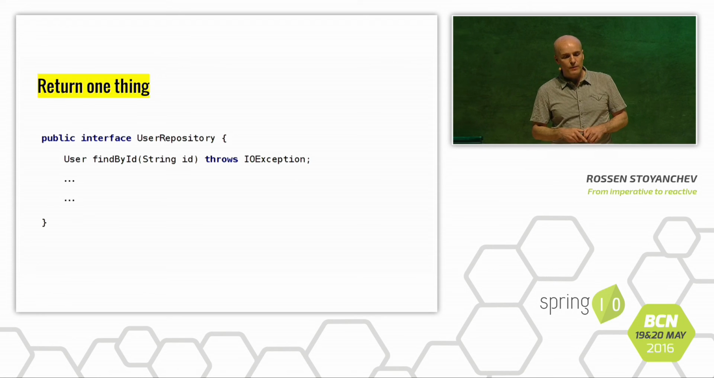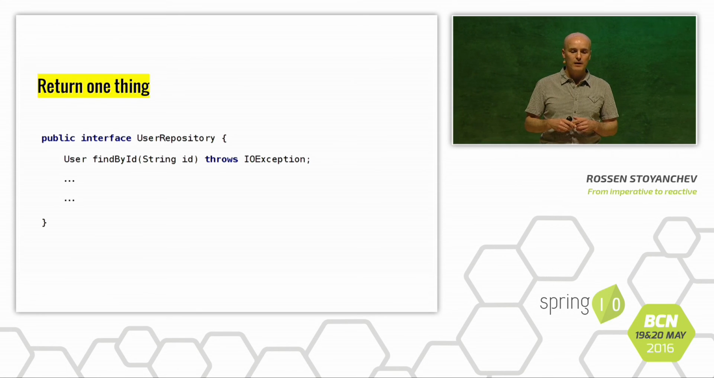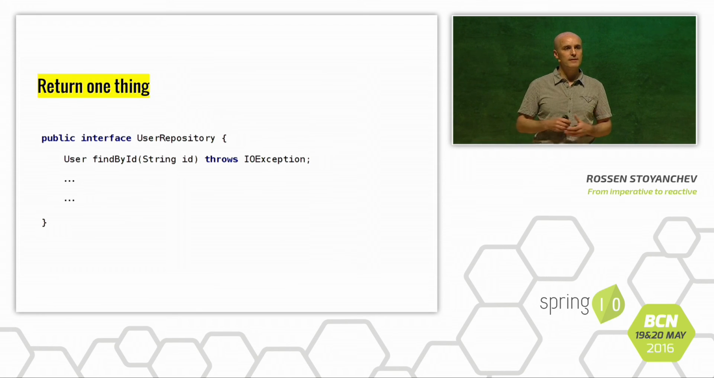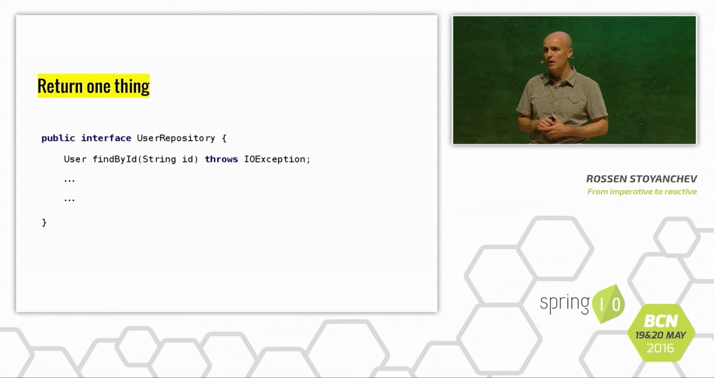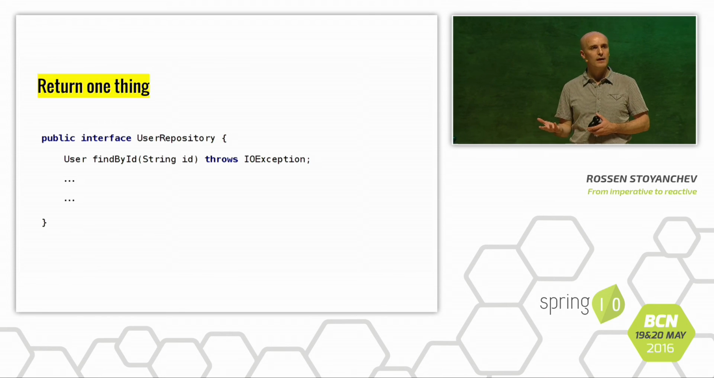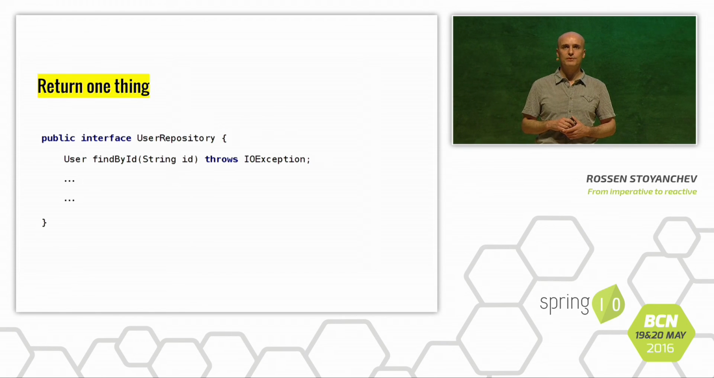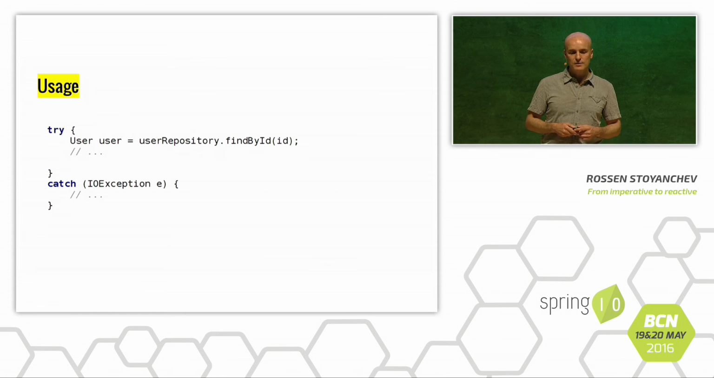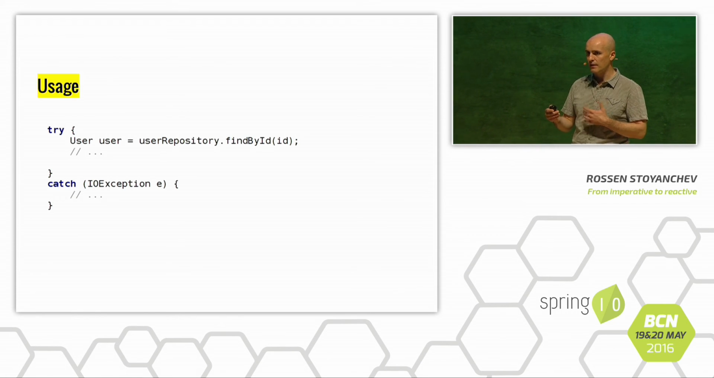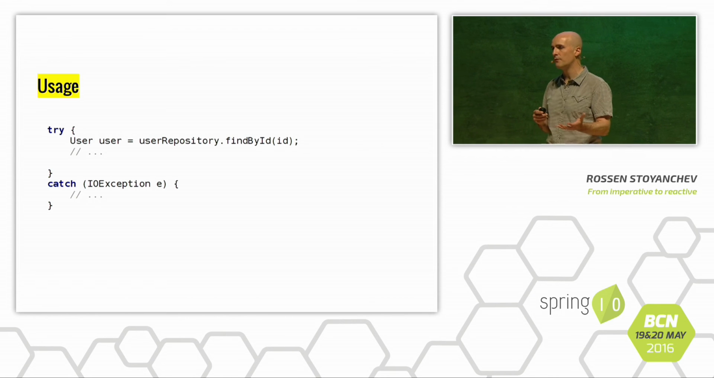So let's imagine that we have a user repository, and the kinds of methods that we can find there are things like this, where you find a user object, you're passing an ID, and then if something goes wrong, you could get an exception. And the way you use that is you put it in a try-catch block at some point, and then if there's an exception, you do something. If the result comes back, you do something else.